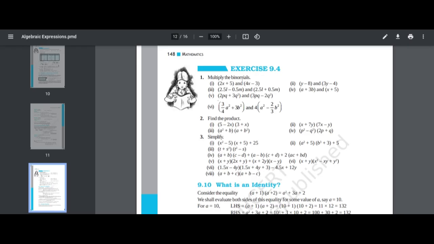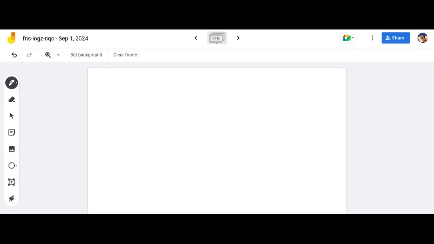No, ma'am. The question says we have to multiply two binomials with each other. This is a very simple method to do this question. I will do the third, fifth and sixth, and the remaining 1, 2, 3 will be done by you. So let's do the third part. I will start from question number 1, third part.